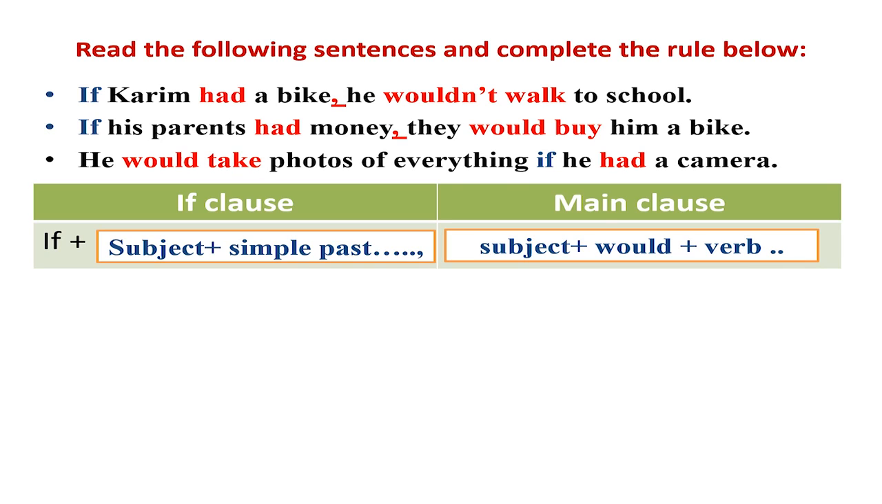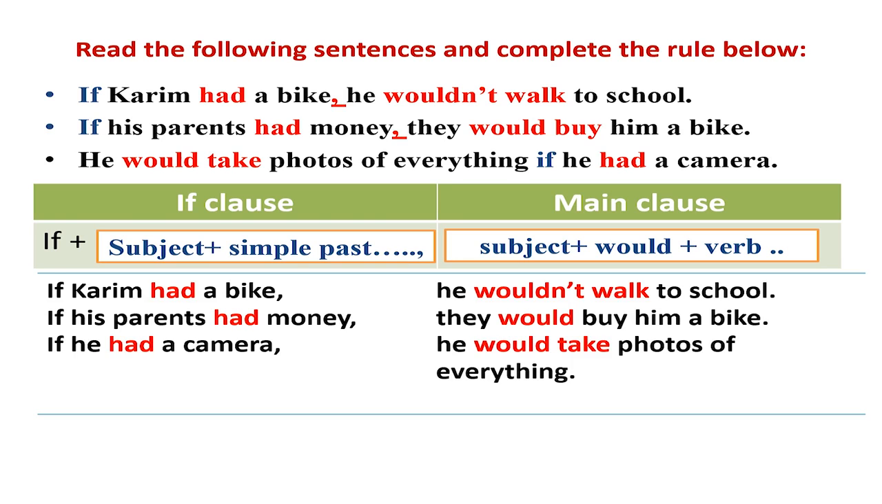Yes, so let's have a look at these examples. I'd like you to notice the last sentence. He would take photos of everything if he had a camera. So we can start with the main clause also, but notice that if we start with the main clause we don't put a comma after the first clause. So if we start with the if clause we have a comma after the if clause, but if we start with the main clause we don't have a comma in this sentence.